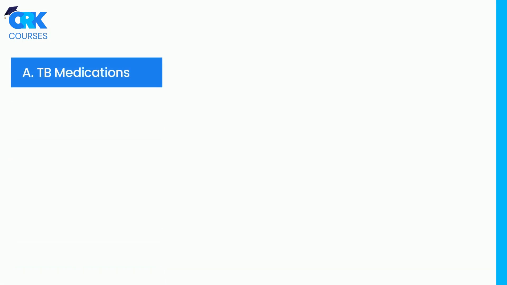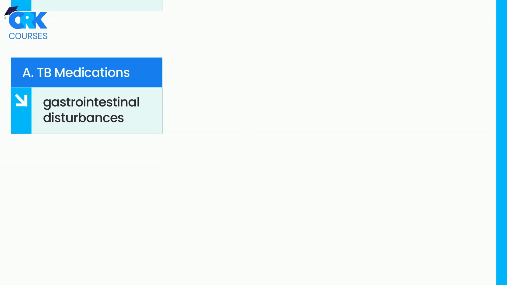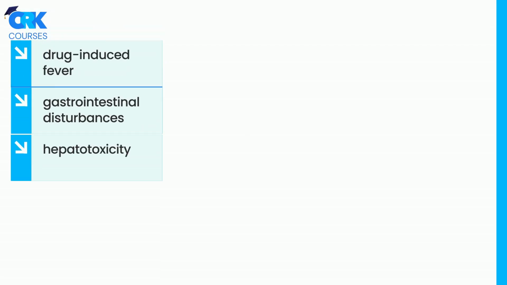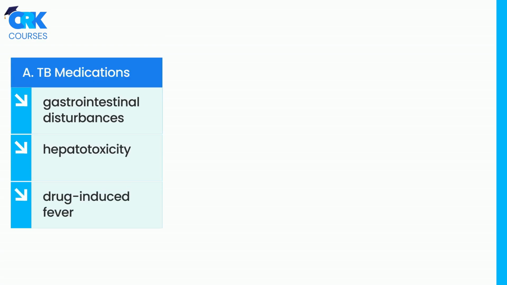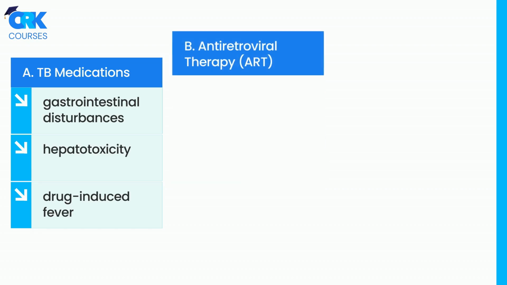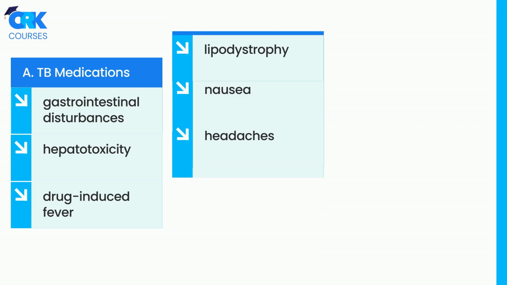TB medications. Common AE may include gastrointestinal disturbances, hepatotoxicity, and drug-induced fever. Understanding potential interactions with other medications is essential in TB treatment. Adverse events associated with antiretroviral therapy (ART) for HIV/AIDS may vary based on the specific antiretroviral drugs used. Common AE may include nausea, headaches, rash, and lipodystrophy.